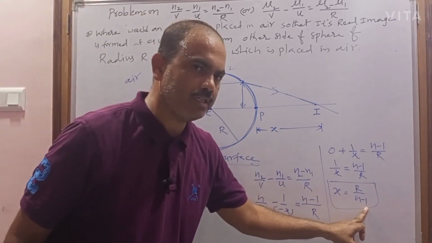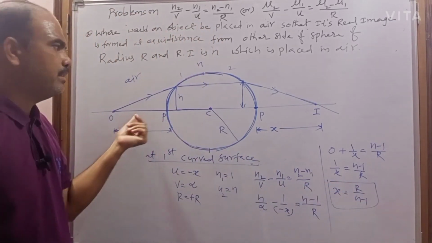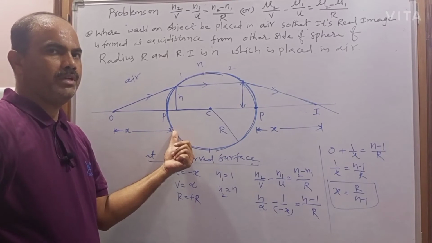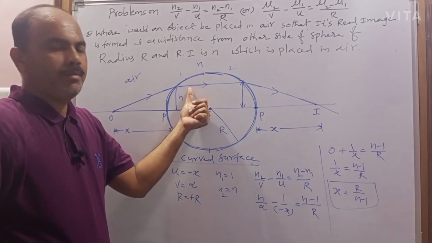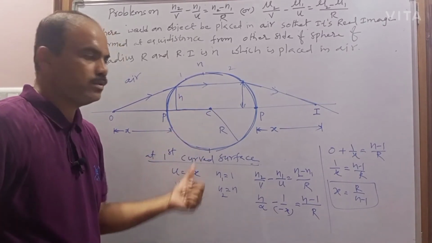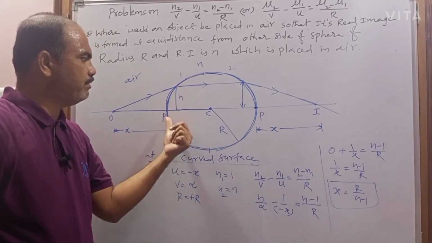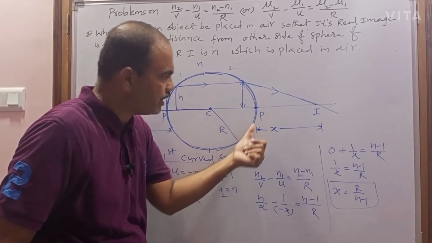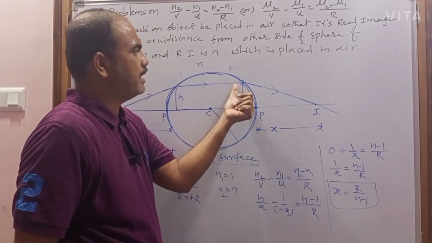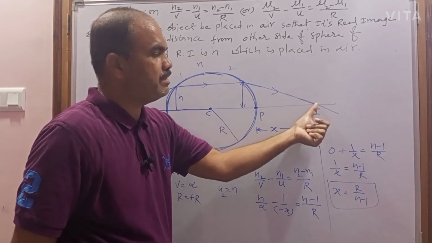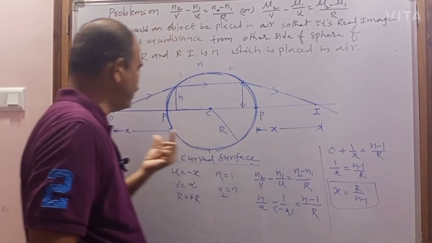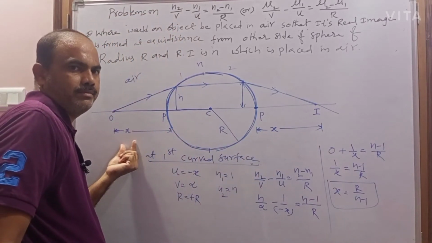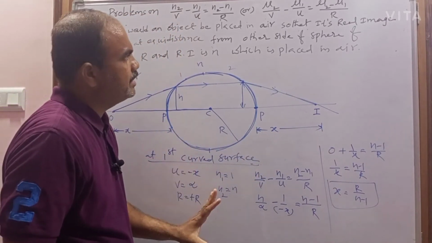R by N minus 1. So then only this curved surface can form the image at infinity. So then only the image formed by the first curved surface, which is formed at infinity, can act as the object for the second surface. So then the second surface can form the final image at the same distance as the object distance. So this is about the second problem.